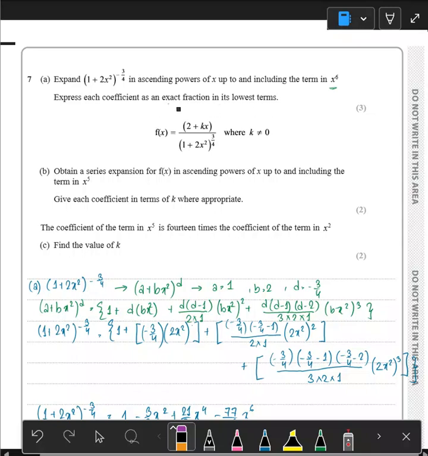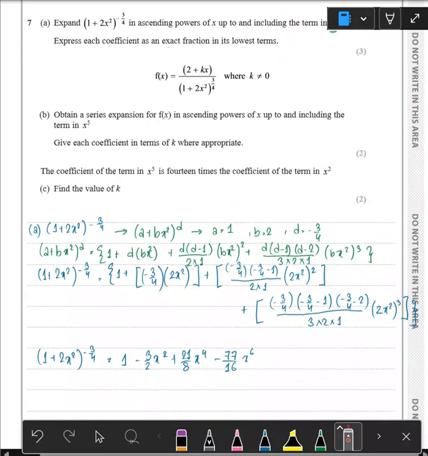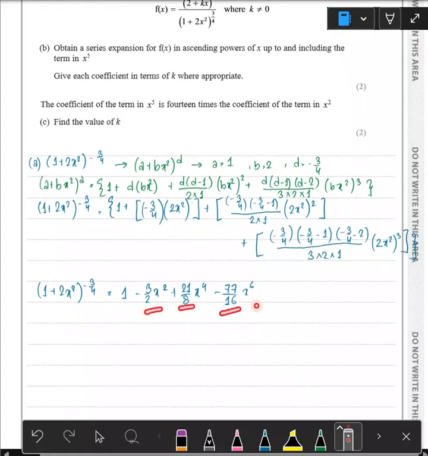They have asked us to express each coefficient as an exact fraction in its lowest term. What is meant by lowest term is that if we have a fraction like 2/4, this is a fraction, but it is not in its lowest term because the numerator and the denominator are divisible. Fractions where the numerator and the denominator are not divisible are fractions expressed in their lowest terms. So part A of this question is done.